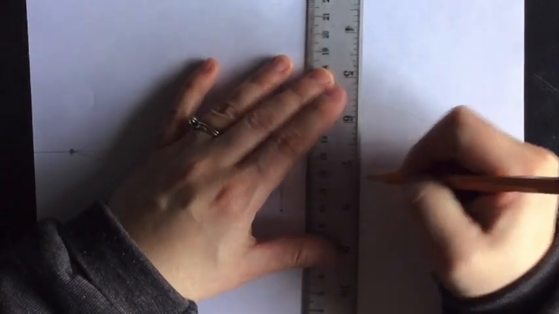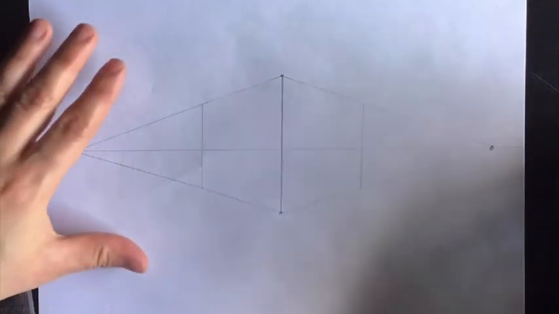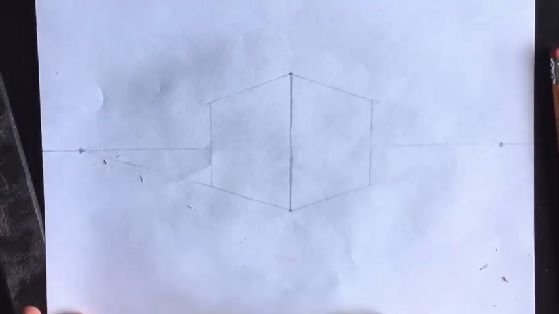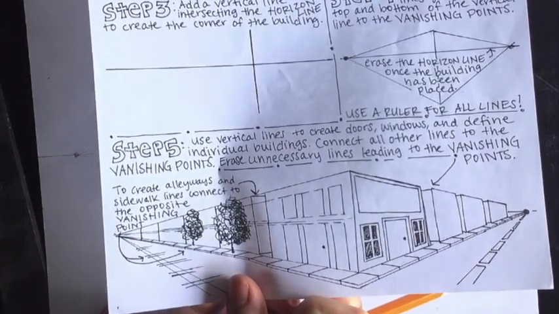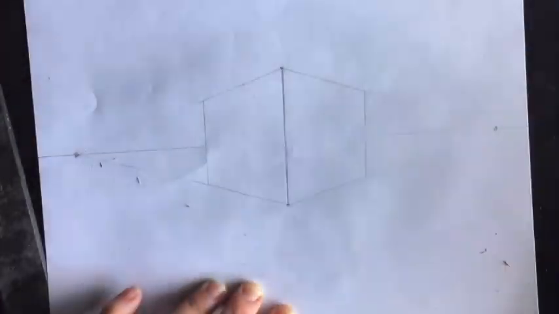All these lines inside here are extras that we can get rid of, so I'm going to erase those all. So I've got that first building there. Just like the packet shows, I'm going to show you how to make these two roads going away from each other, and then I'll show you how to get some extra buildings in there, and then the windows and doors.